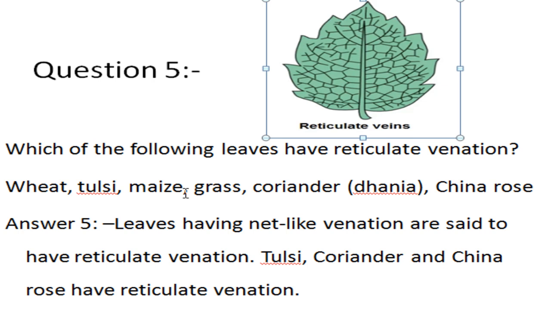So the answer is leaves having the net-like venation. They are called the reticulate venation. Example, tulsi, coriander and China rose have reticulate venation.